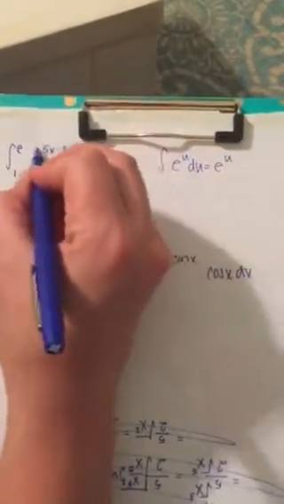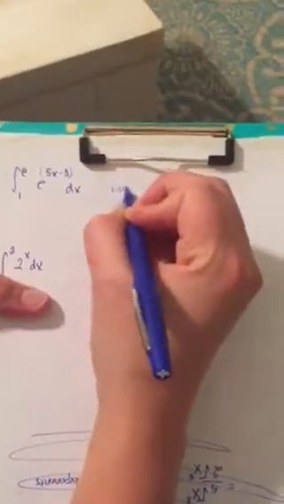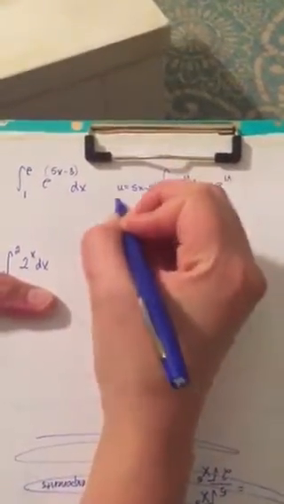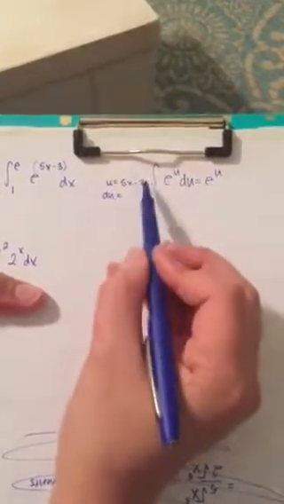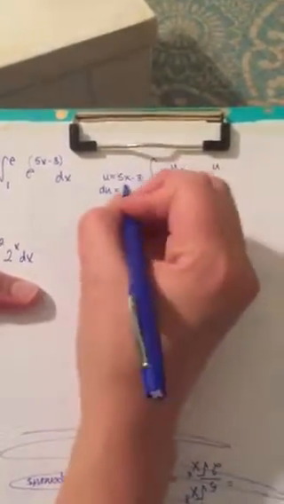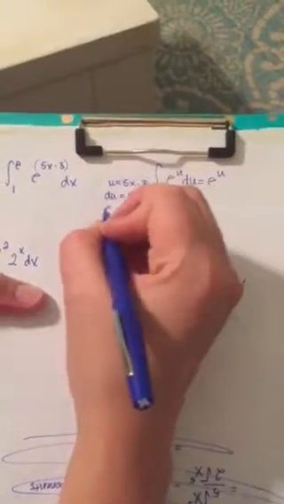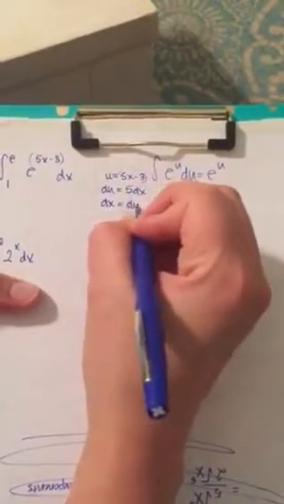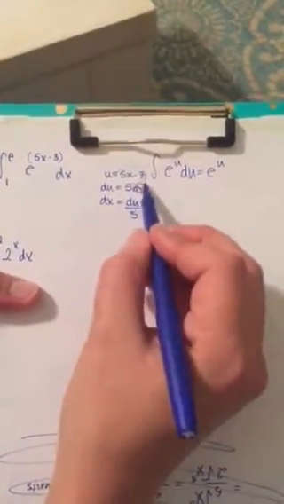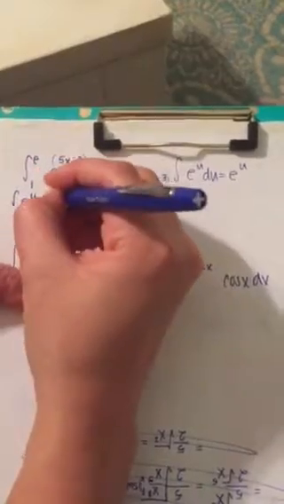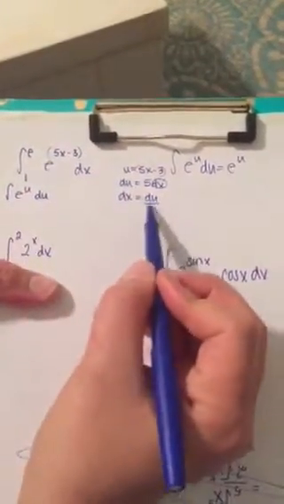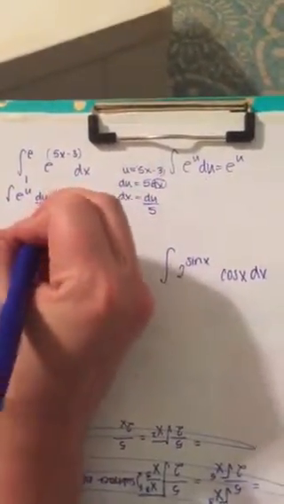So I'm going to let my u be the exponent. If u is 5x minus 3, then du, remember this is always just the derivative, would just be 5 dx, which means that dx would be du over 5. Remember we talked about solving for that by dividing that to the bottom. So rewrite your integral. That would be e to the u du, and then my du is divided by 5.